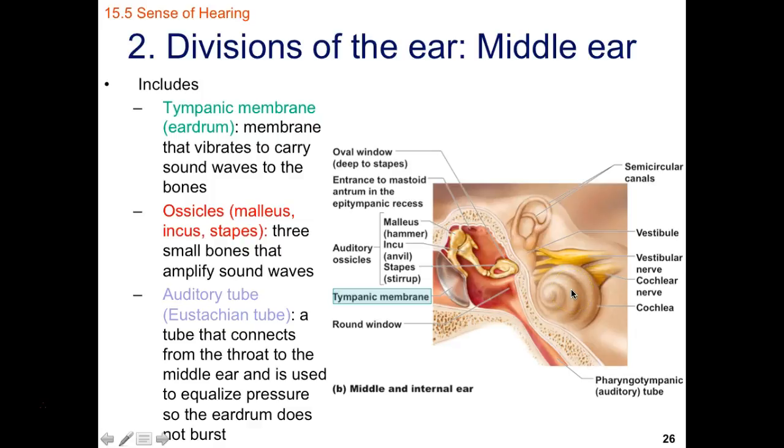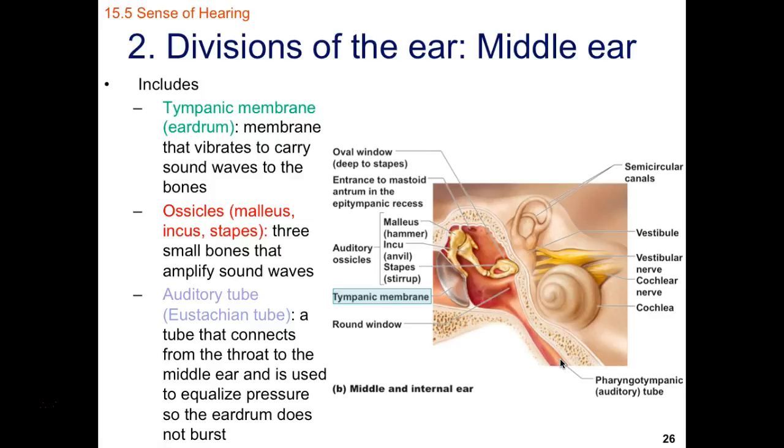The other thing I want to mention in our middle ear is we have this tube that we mentioned in our respiratory lecture as well as our digestive lecture. This is called the auditory tube or eustachian tube or pharyngotympanic tube. So it has 3 different names.